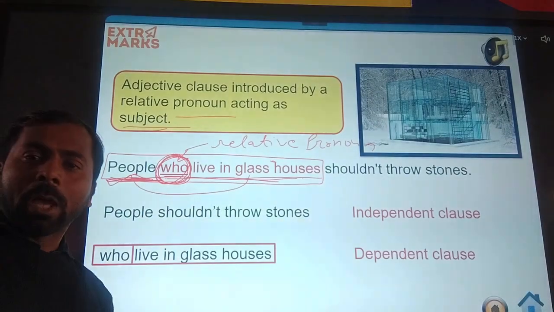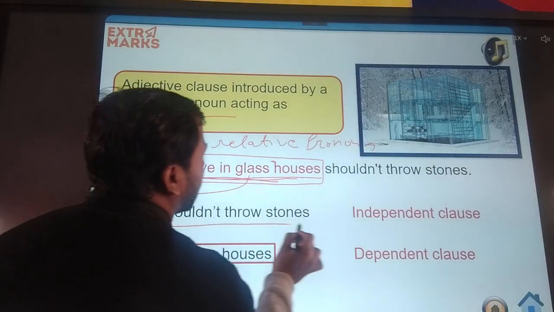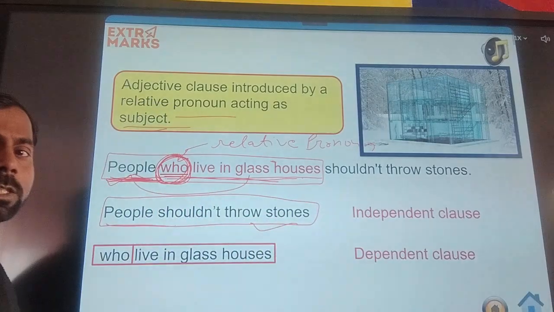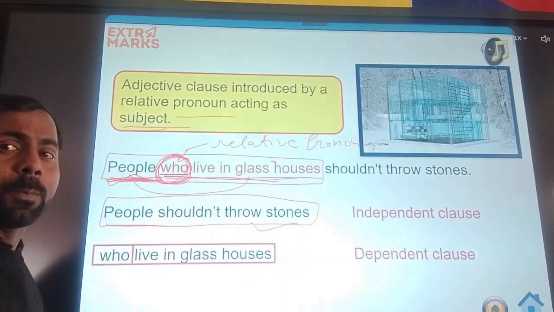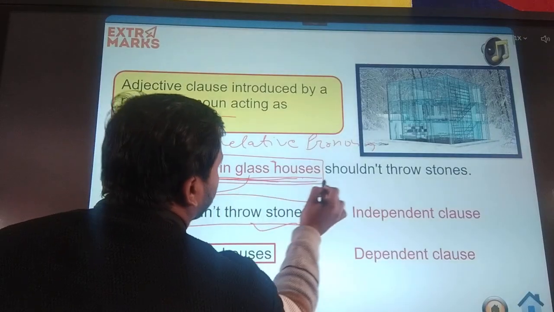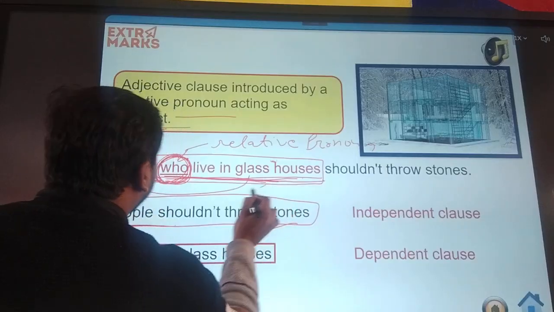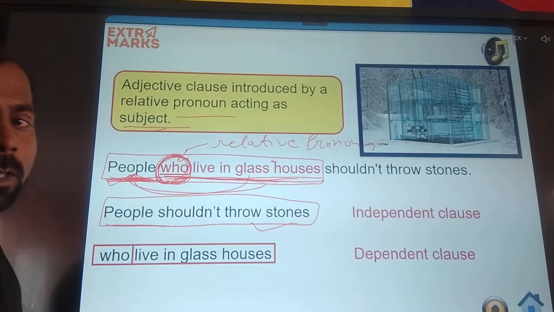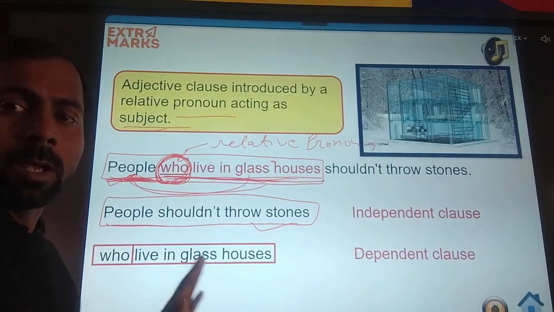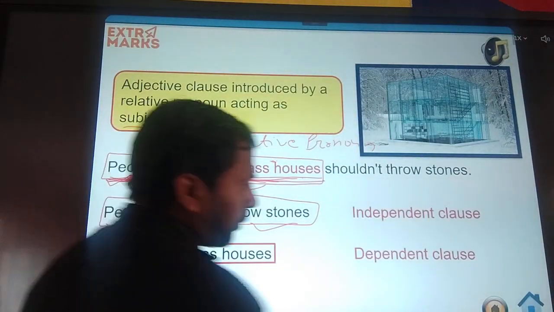Do you understand? Do you have any confusion? Then you can see that "People shouldn't throw stones" is a simple sentence. But when we add the relative pronoun and make it an adjective phrase, all these words are used for the word people, and this is known as an adjective clause. I hope you all understand it. Okay, next.